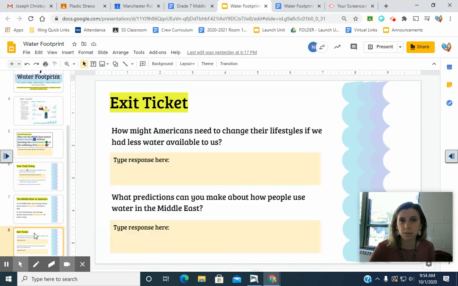Before you finish up today's lesson, make sure you do this exit ticket. You have 2 questions to respond to. Again, we want to see these in complete sentences. If you have any questions about what you're supposed to do in this lesson, please reach out to your social studies teacher.